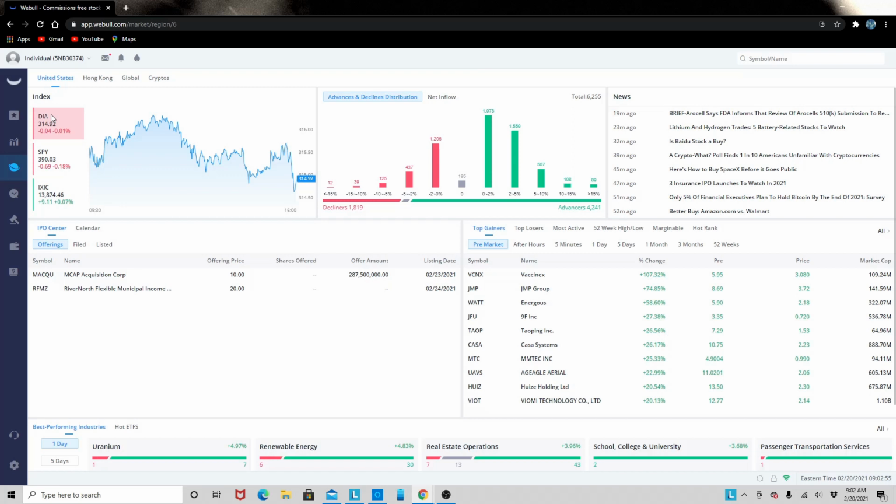Just to let you know, I'm not a financial expert, but I am here to point out key factors on a chart which do impact the price action of a stock.